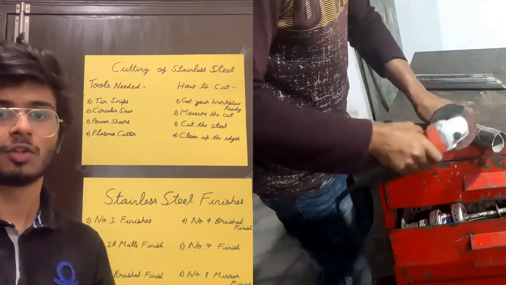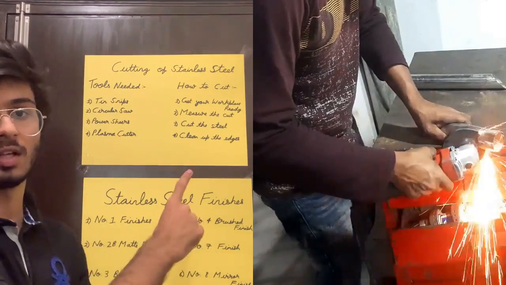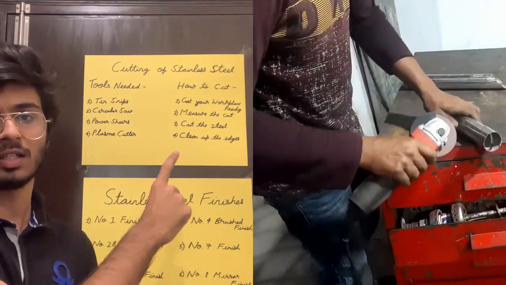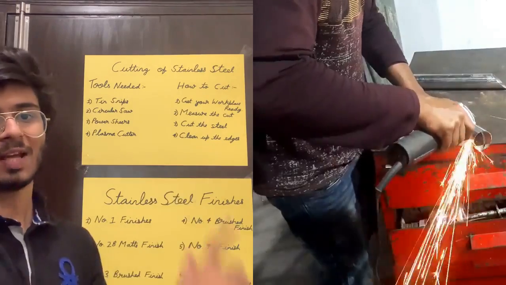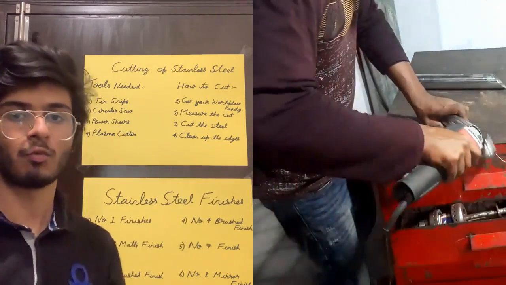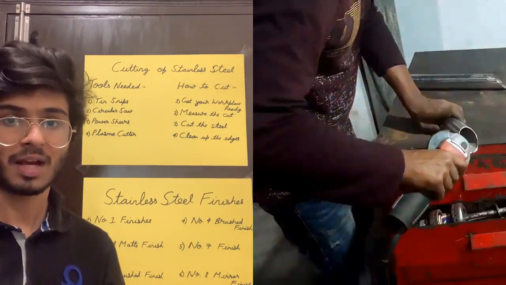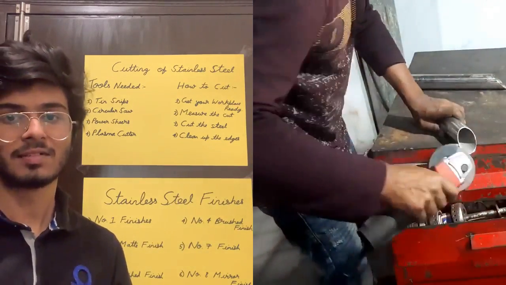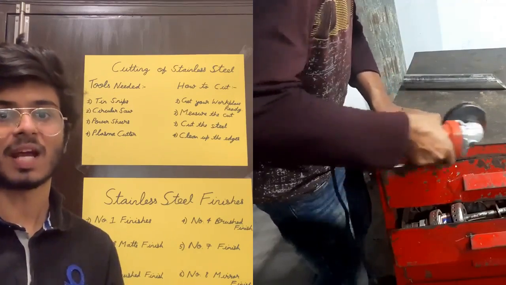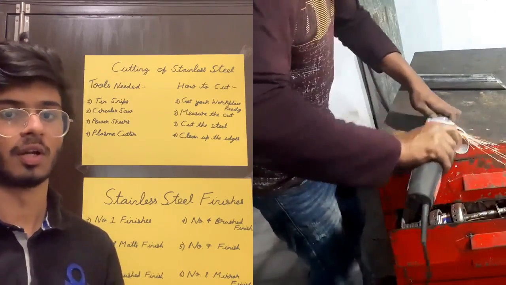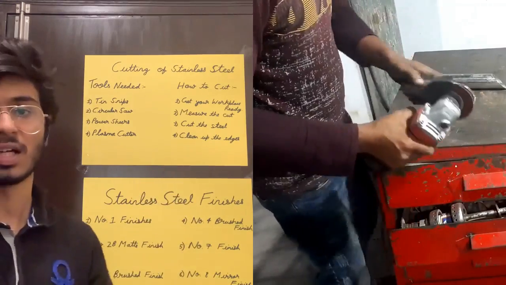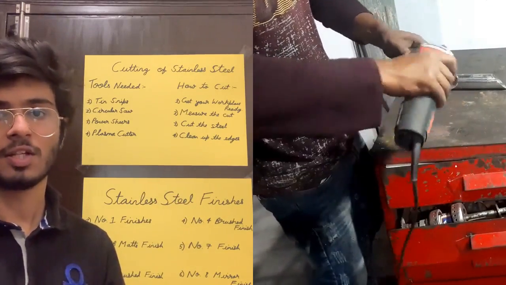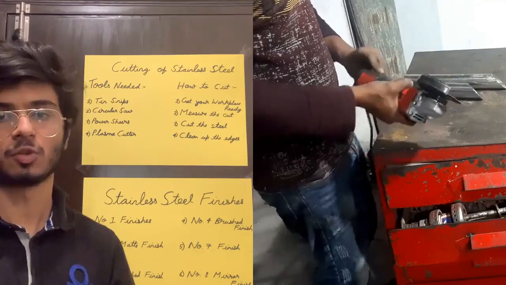After we are done with the tools required, now we'll discuss how to cut the stainless steel metal. The steps are: number one, we need to get our workplace ready. What we mean by getting the workplace ready is to get a proper workbench and follow all the safety measures. Number two, we have to measure the cut. We can measure the cut using a measuring tape to see how much metal is to be cut.